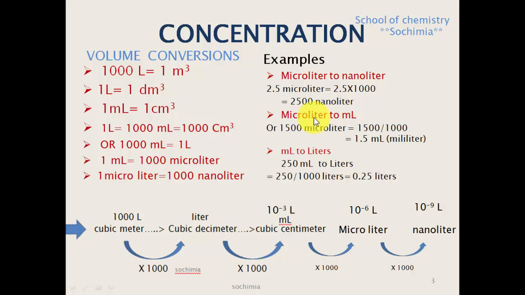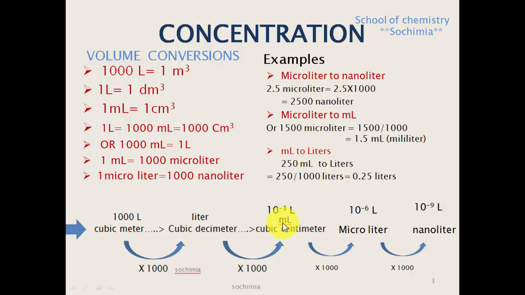Similarly, if you want to convert microliters, 10 raised to power minus 6 liters, to milliliters, which are 10 raised to power minus 3 liters, you need to divide by 1000, because ml is a bigger unit and microliter is a smaller unit on this scale.